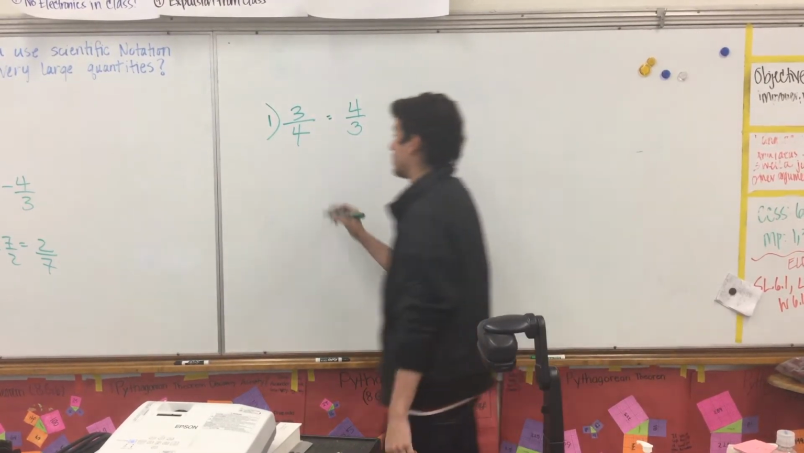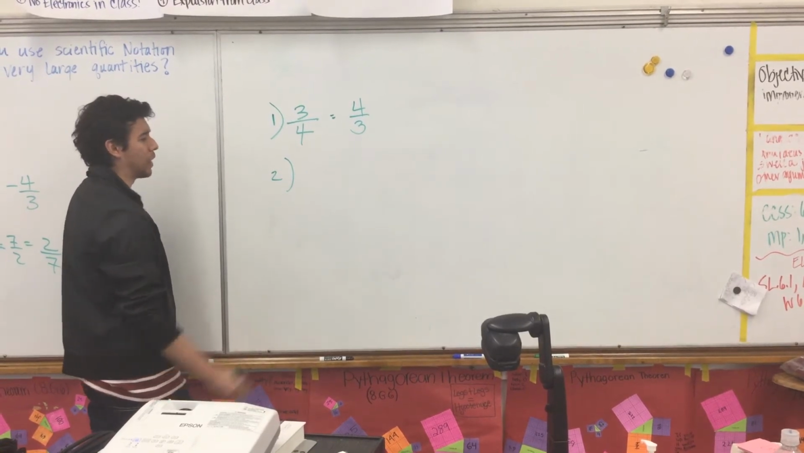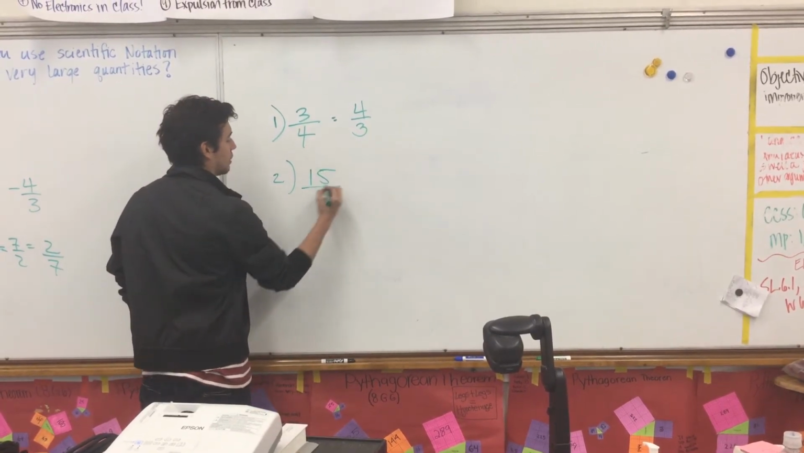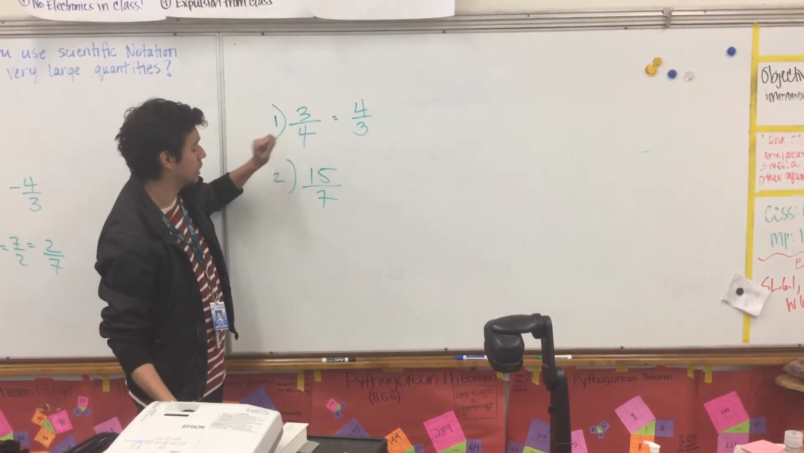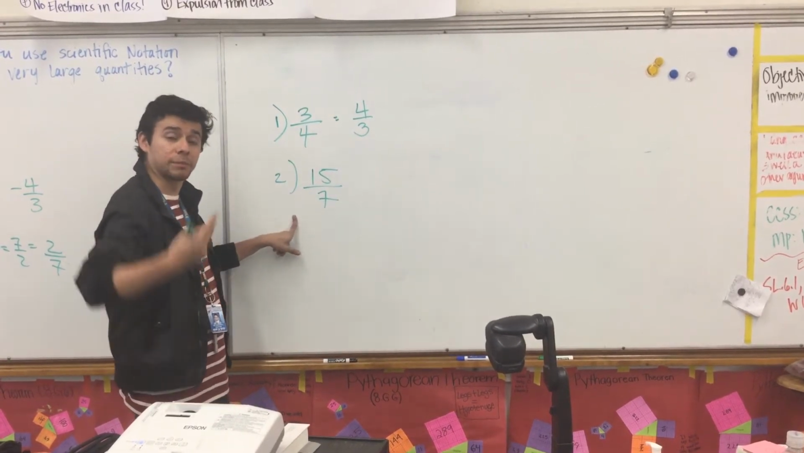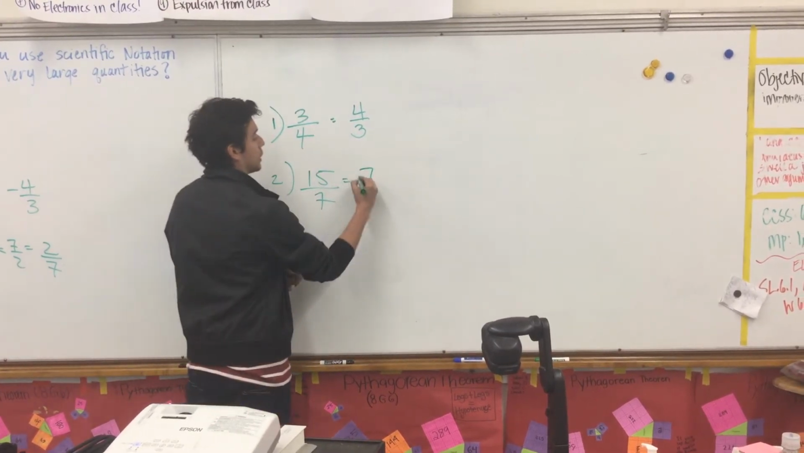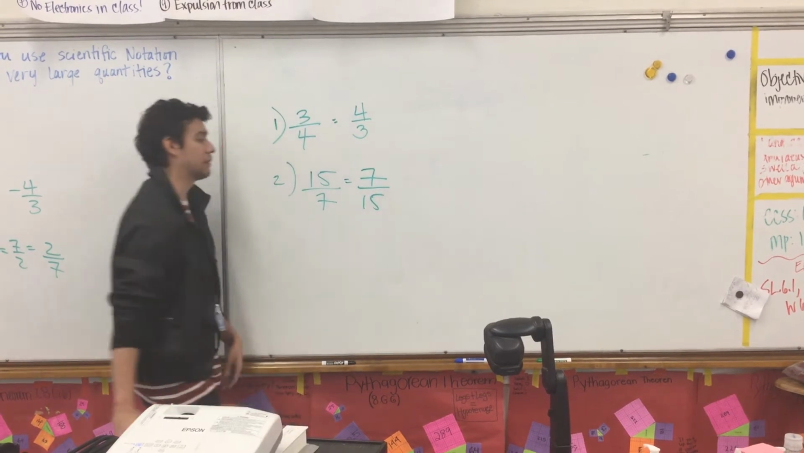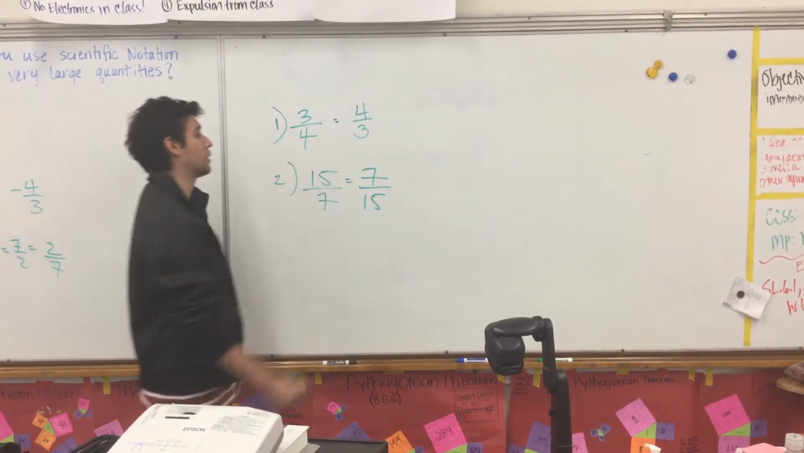Let's give you another example. Number 2. What if we start with an improper fraction? 15/7. Improper because the numerator is bigger than the denominator. Reciprocal, flippical. So therefore we just flip it. So then your reciprocal will be 7/15. And that's it. This is a proper fraction. Let's give you another one.